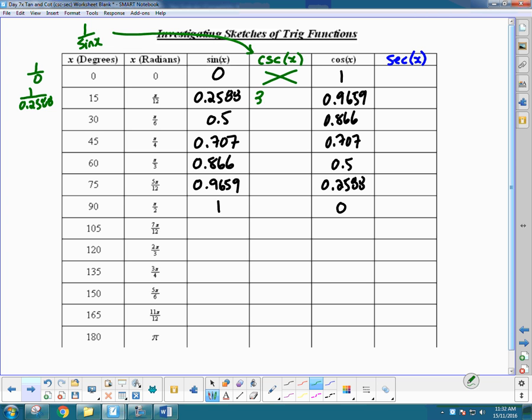It ends up being 3.8637. Then we're at 0.5. Well, this one I can actually probably do in my head. It's 1 over 1/2, so that's a reciprocal, which is 2. You can punch that in your calculator and verify that that's going to be 2. And then 1 over 0.707 is 1.414. 1 over 0.866 is 1.1547. 1 over 0.9659 is 1.0352. And then 1 over 1 is just 1.